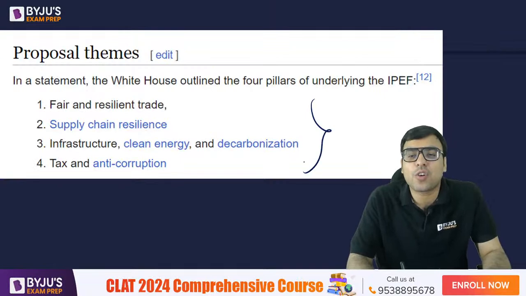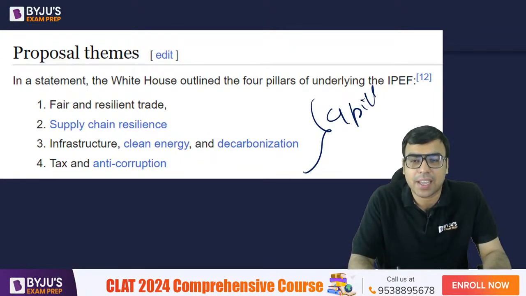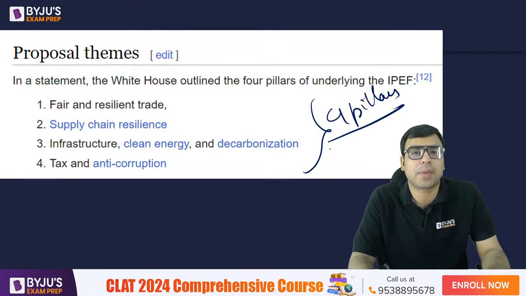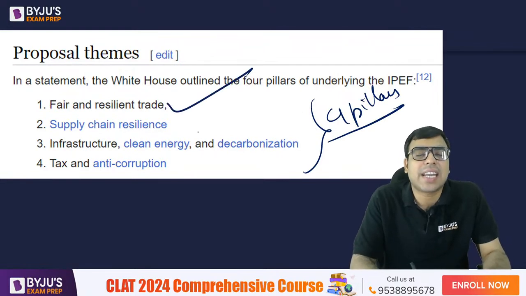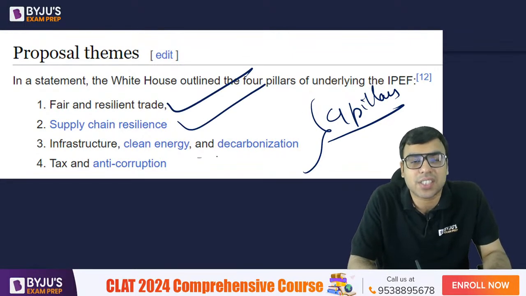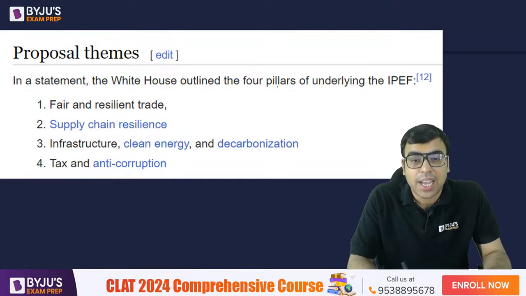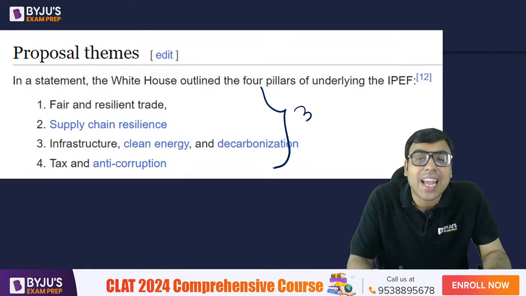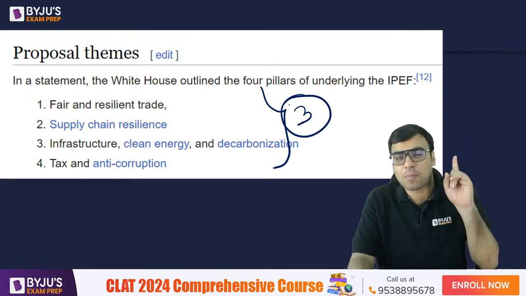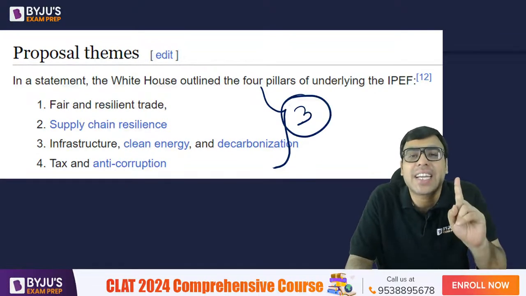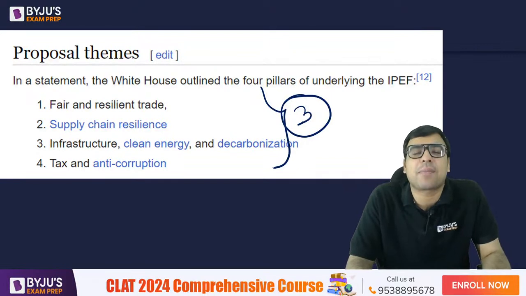And these are the 4 pillars of IPEF. ठीक है? ये 4 पिलर हैं IPEF के. Fair and resilient trade, supply chain resilience, infrastructure, clean energy and decarbonization, tax and anti-corruption. And out of these 4 pillars, India has decided to join 3, but one of them India has decided not to join. इन 4 में से 3 को इंडिया ने अग्री कर लिया है, 1 को नहीं किया.